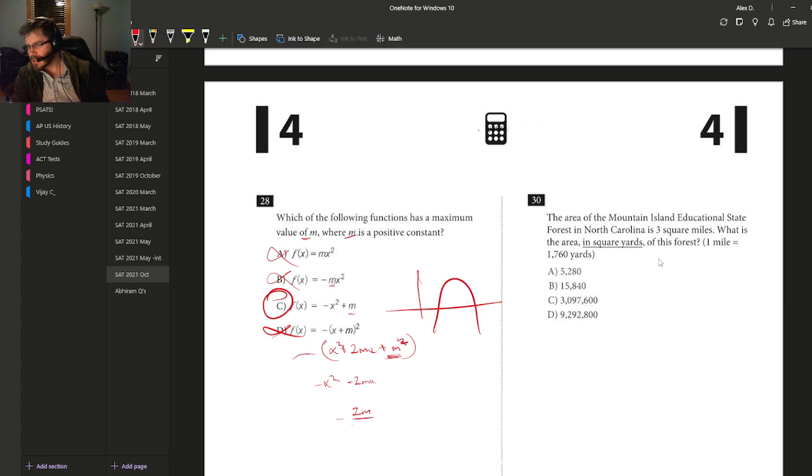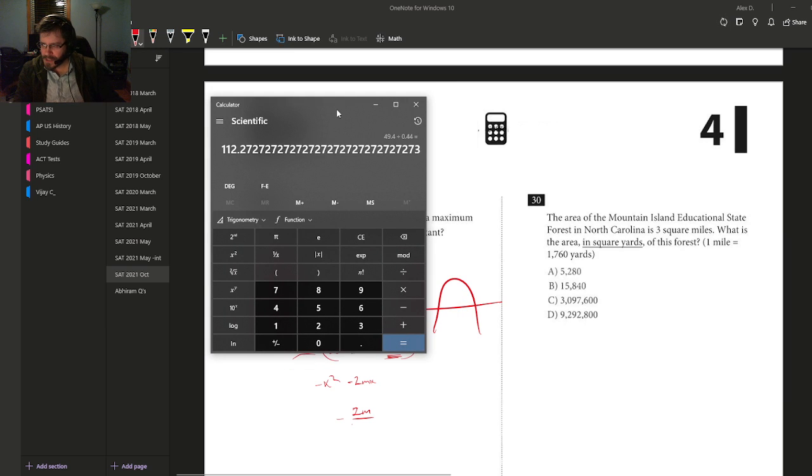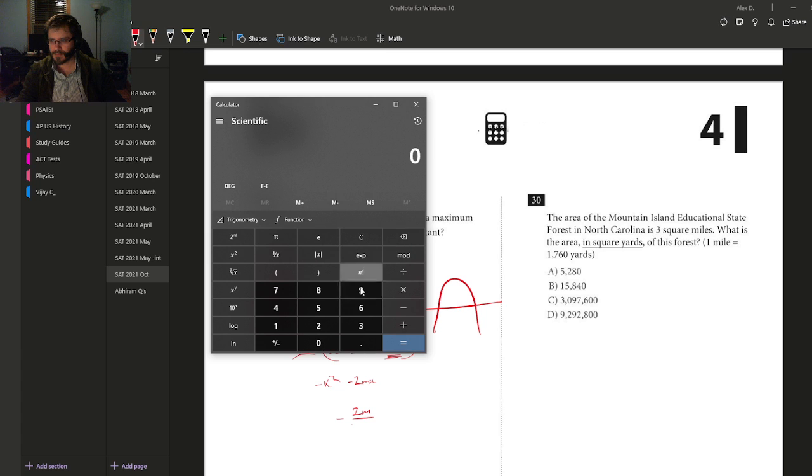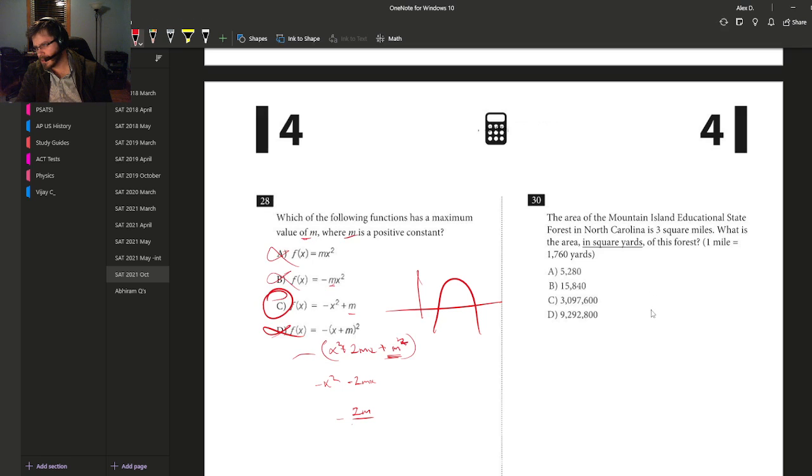What is the area in square yards of the forest? 1 mile equals that. Okay. Unit conversions, whenever you're dealing with square miles, you always want to get it into just straight miles, so the square root of 3. Whatever that is, so what is the area in square yards? It may work without the conversion, but I'm going to go ahead and do it. So 3 square miles.